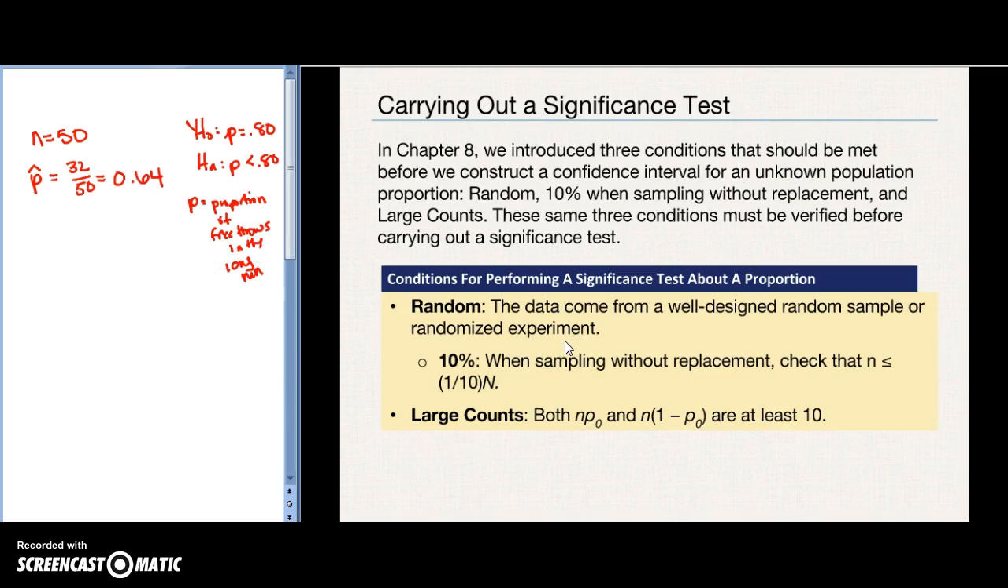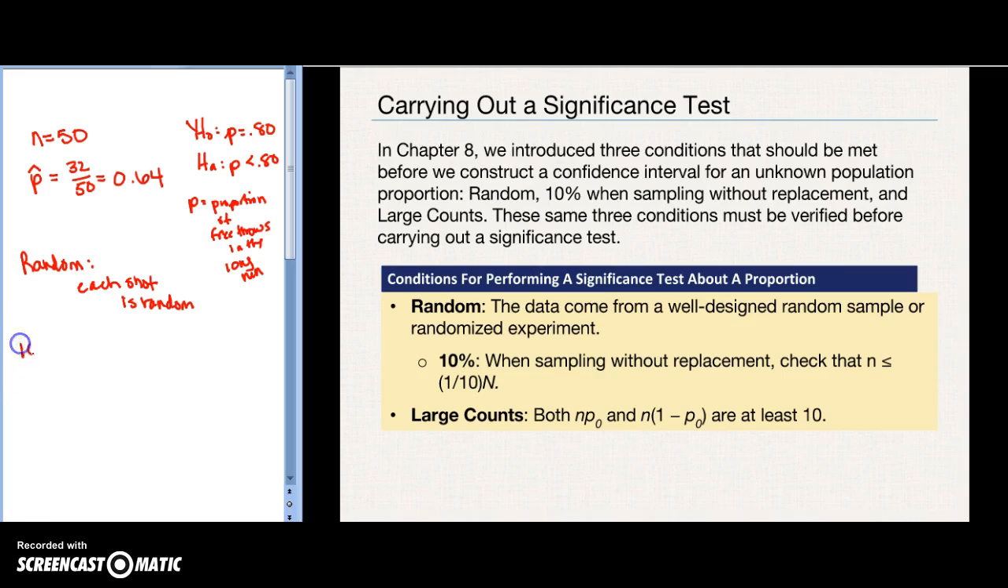Just like we did in Chapter 8 when we were doing confidence intervals, we have to go through our conditions. Our conditions are the same. We have to know, is it from a random sample or a randomly designed experiment? When you're shooting free throws, every shot is random. So we would write that down and check it. So it's random. Each shot is random.